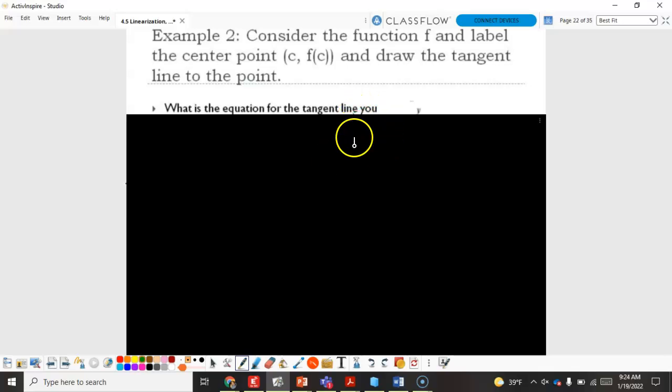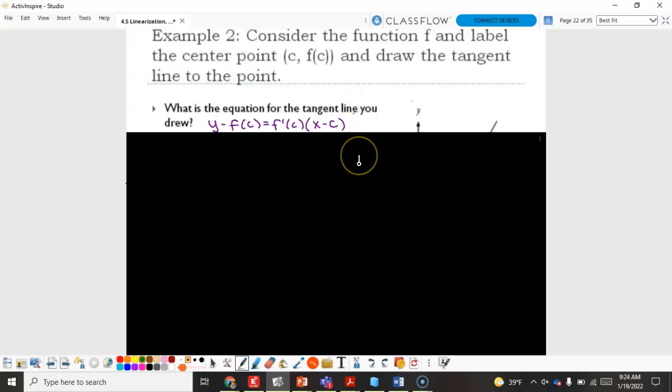So what is the equation for the tangent line you drew in? On your graph, you have a point, draw in a tangent line to that point such that it applies that formula. I just wrote it. It is an underestimate.